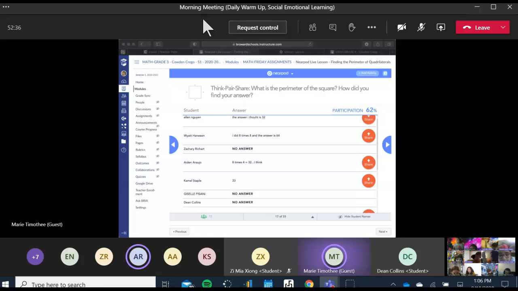And also, Miss Timothy. Yes. How do you spell quadrilateral? Just try your best, Angeline. Try your best to spell it. I'll know what you're talking about. But remember, you're only writing the number for your answer. You don't have to write quadrilateral, just the number.